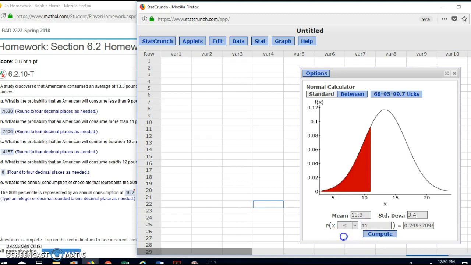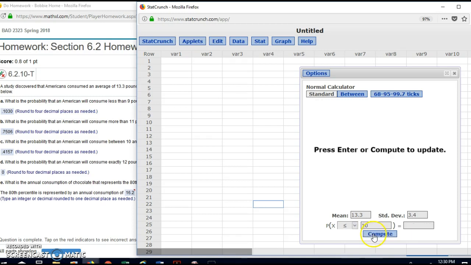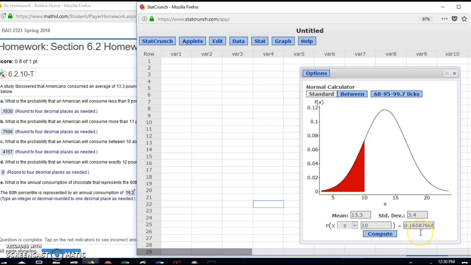So first we're going to look up the probability up to 14. And you get 0.5816. And then from 10 to 14, so below 10 we need to subtract out. So we need to do 0.5816 minus 0.1659. And that is where you get the 0.4157.